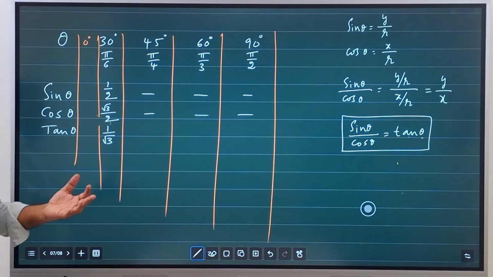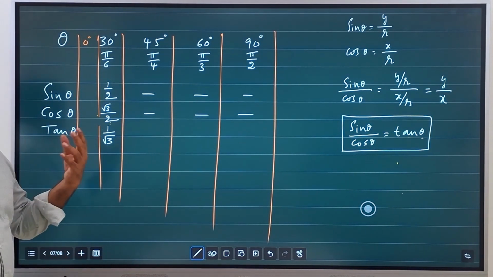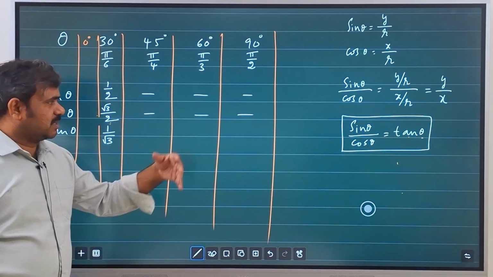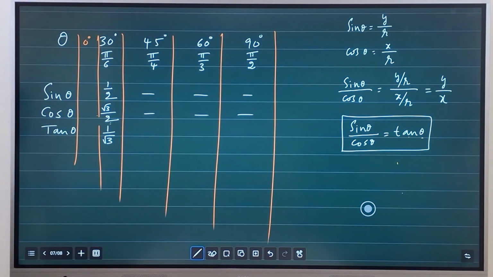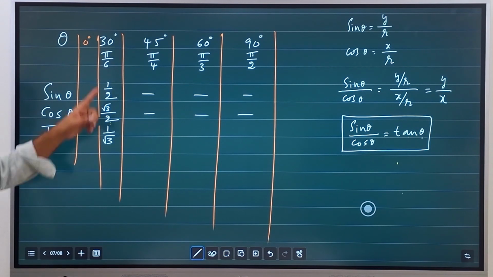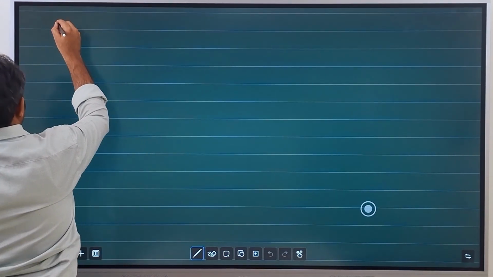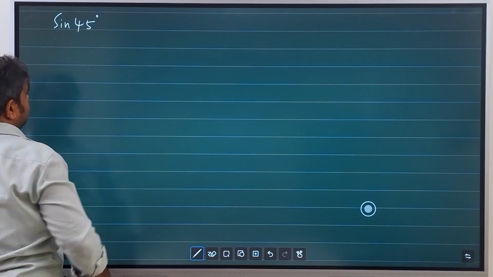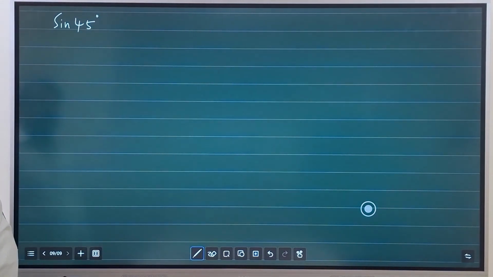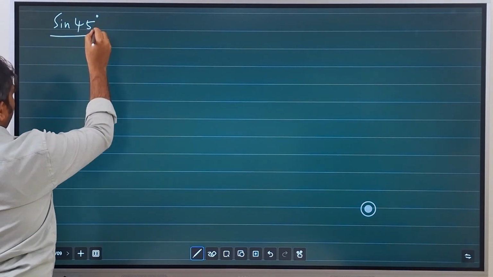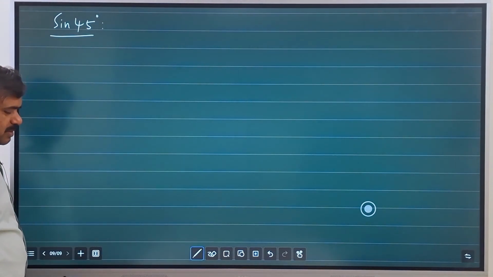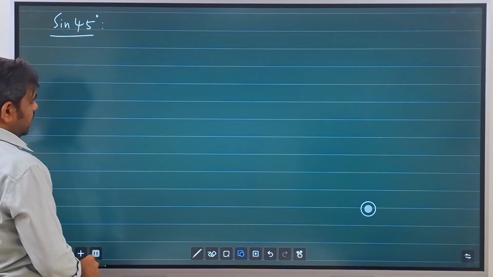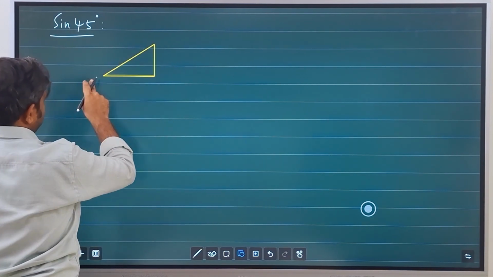And similarly, we can find sin 45 degrees, cos 45 degrees, tan 45 degrees. Similarly 60 degrees, similarly 90 degrees, and similarly 0 degrees. Let's do it for 45 degrees. So let's see how to find sin 45 degrees, cos 45 degrees, and tan 45 degrees. To find this, I am going to take an isosceles right angled triangle.